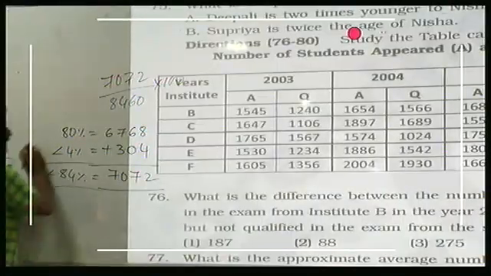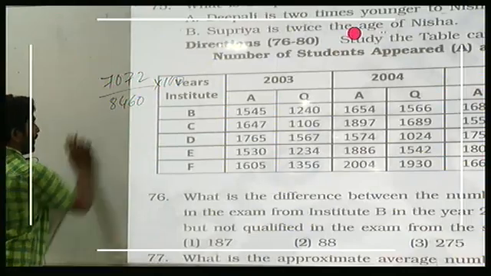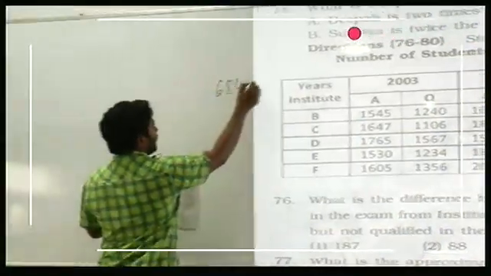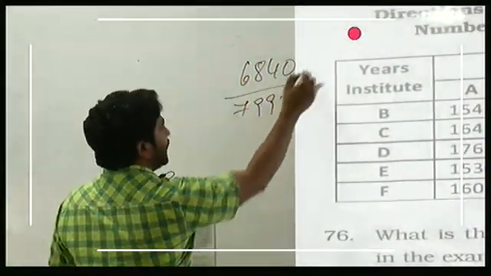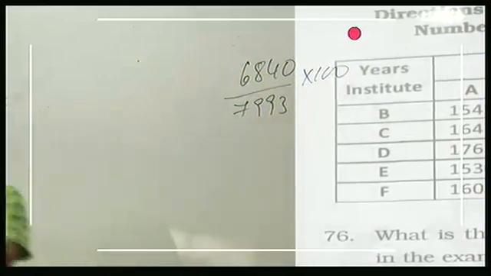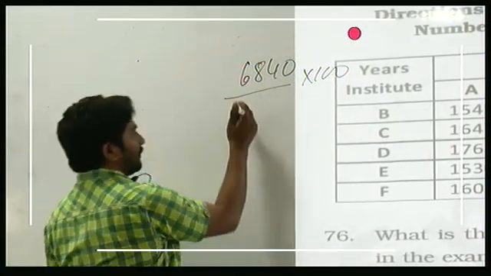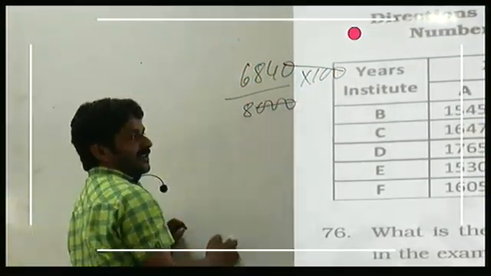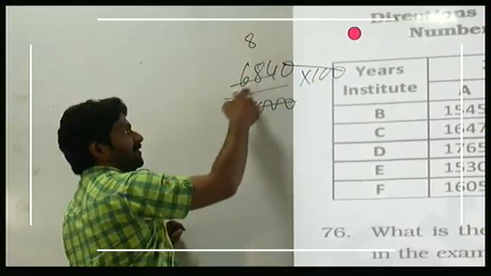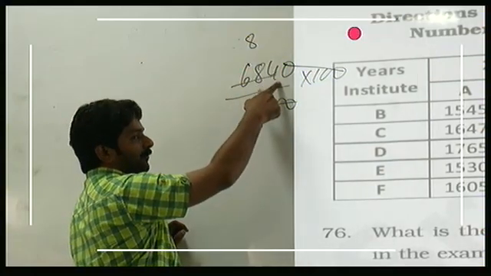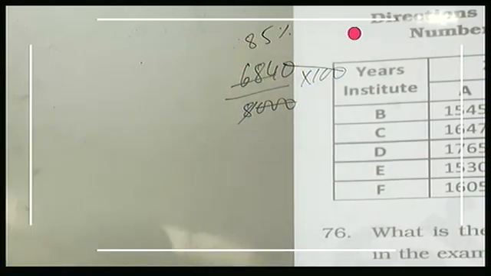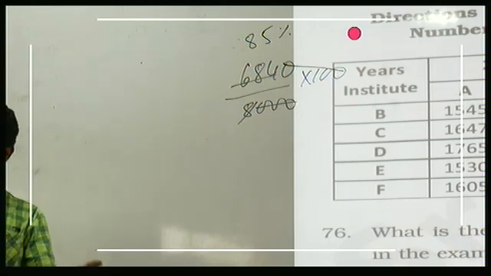So it is 6,840 divided by 7,993. Percentage, right? So into 100. Anyway, you are asked to calculate an approximate value. I will treat this number as 8,000. 3 zeros cancel. 8 times 64. Approximately it is 86.